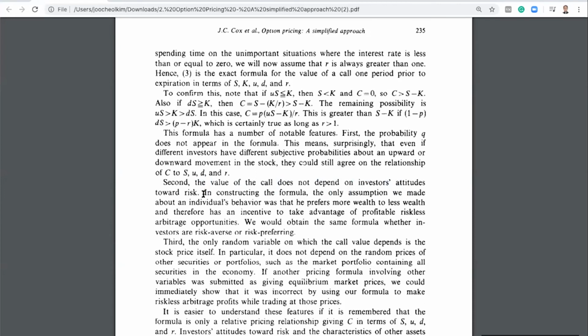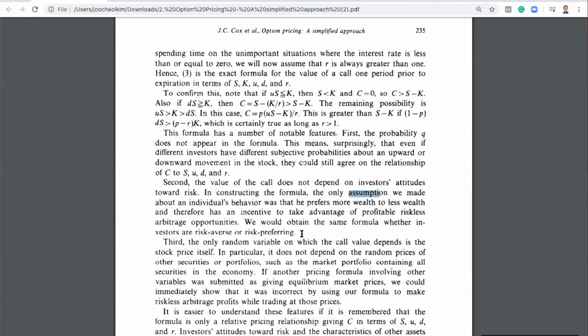When you learn something from economics, usually we assume some kind of utility function and an attitude toward risk. But in constructing the formula, the only assumption we made about an individual's behavior was that he prefers more wealth to less wealth, and therefore has an incentive to take advantage of profitable, riskless arbitrage opportunities. We would obtain the same formula whether investors are risk averse or risk preferring.